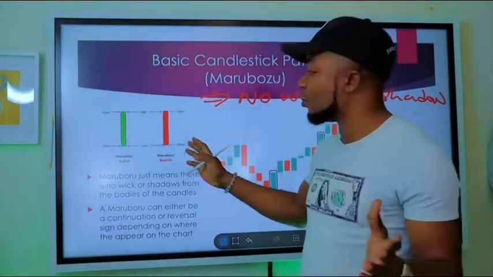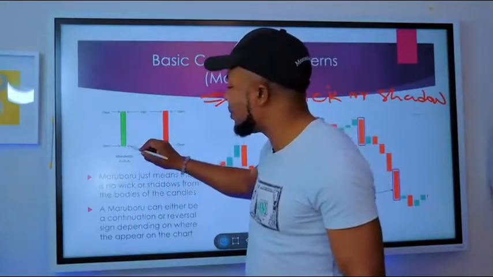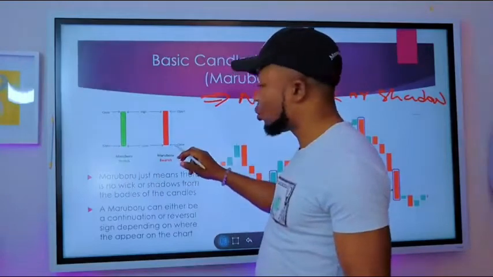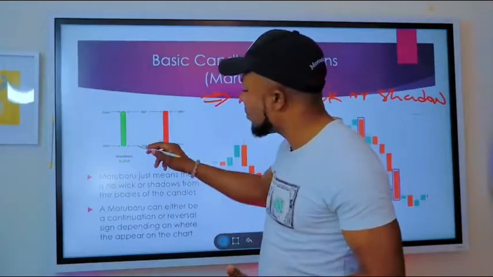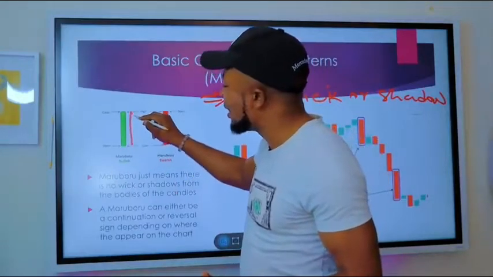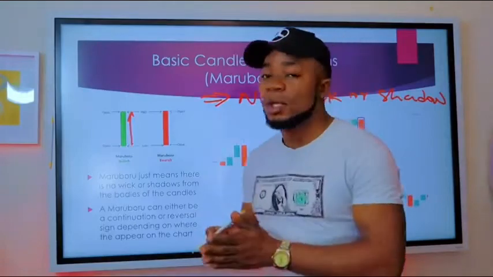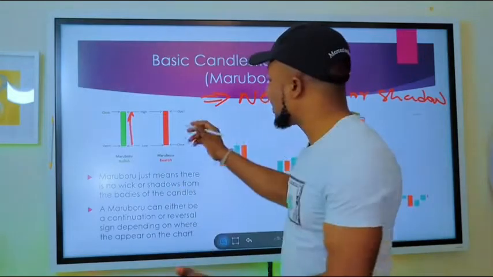It means if the market opened here, you can see the buyers came in. This was the open and the close for a bullish candle, and this was the open and the close for a bearish candle. For the marubozu, it means the market opened here, and the force of the buyers was so powerful that there was no room for the sellers to even take any share of the market.